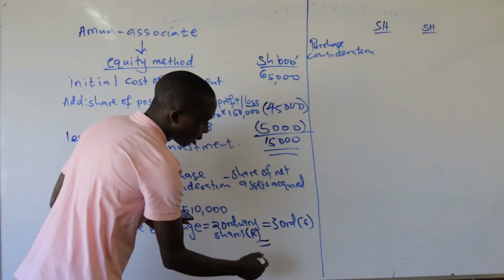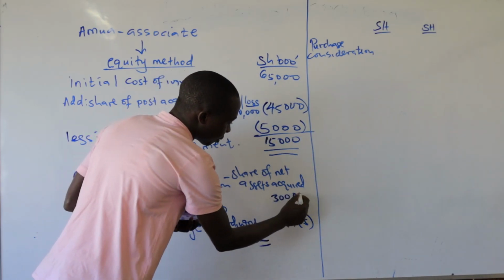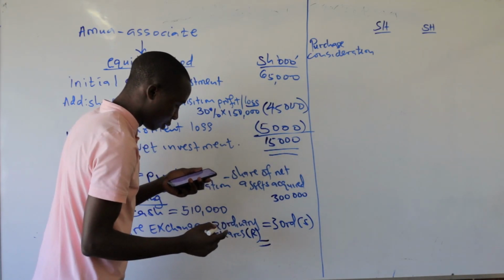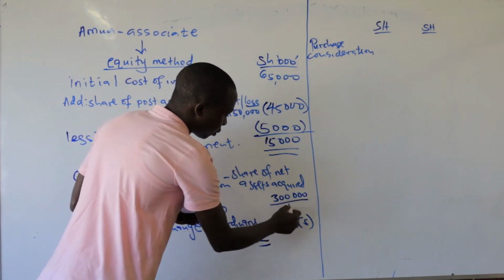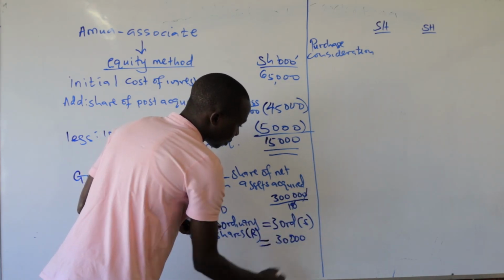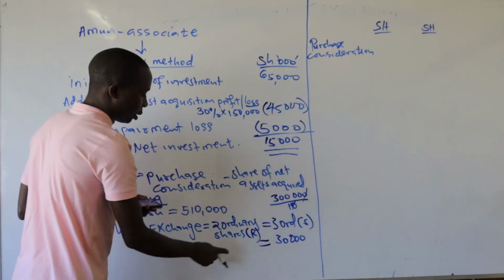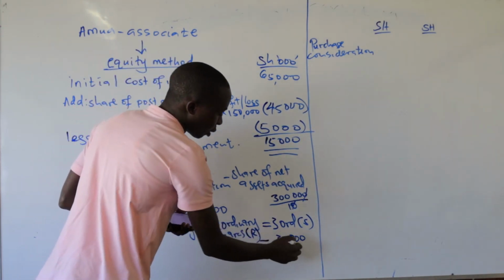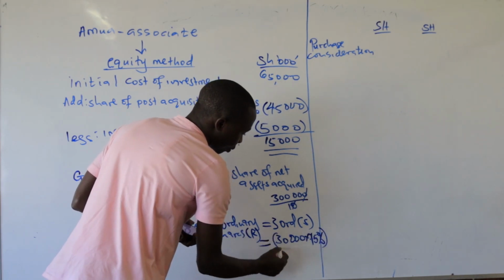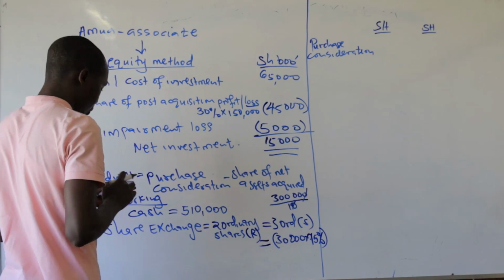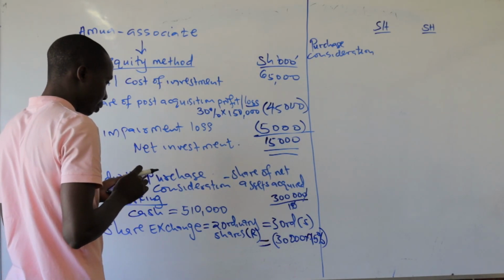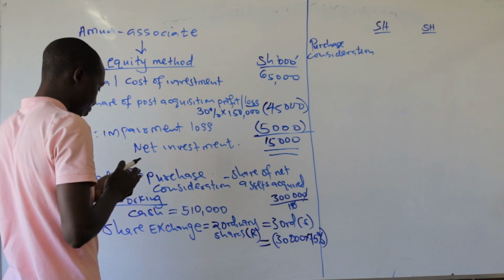So that is 300,000, but 300,000 is in terms of shillings, of which the par value per share was shillings 10. So to get the number of shares, we divide. So we have 30,000 shares, of which the parent, which is Risiki, acquired 75% of this. So what we do here, we say 75%, 0.75.